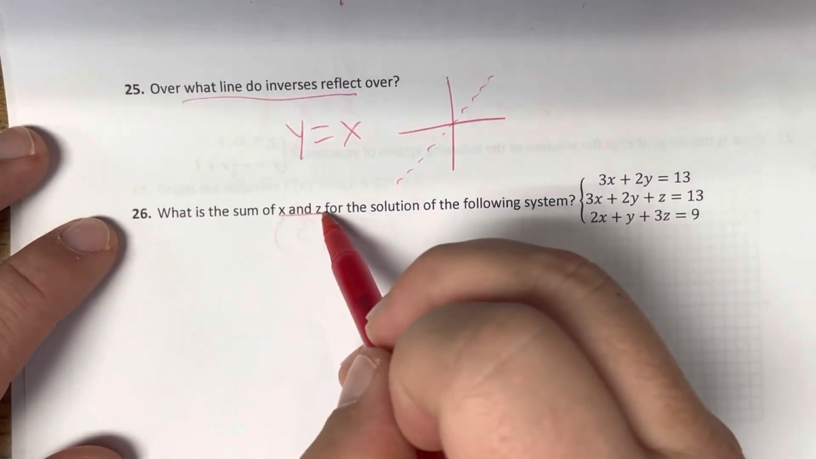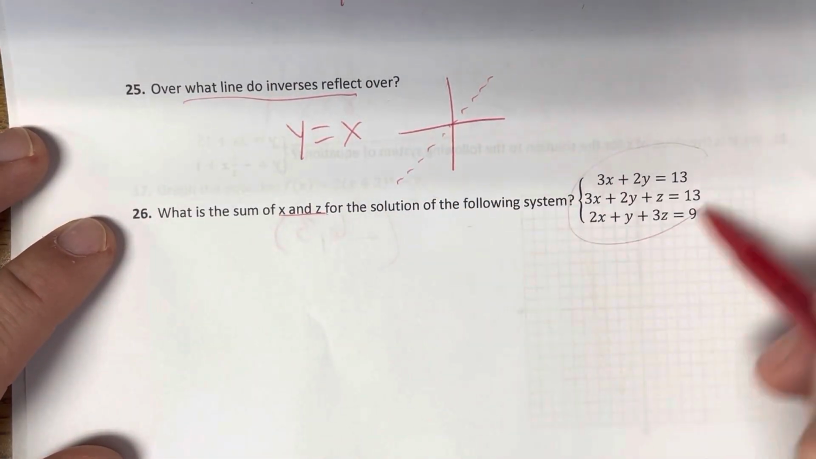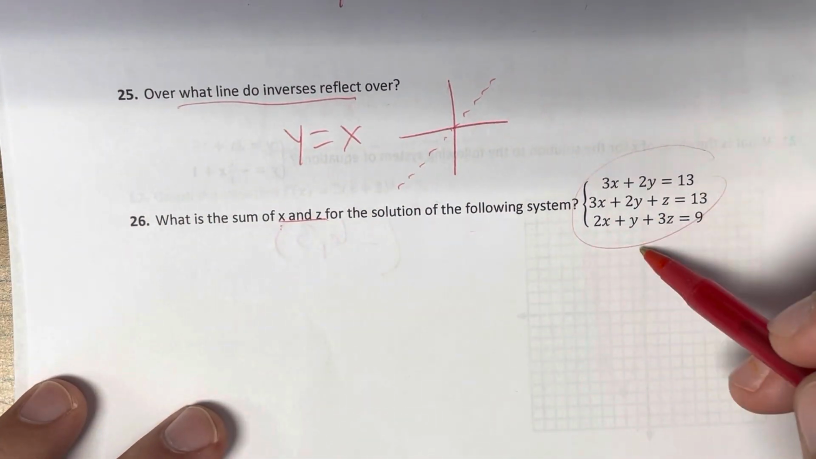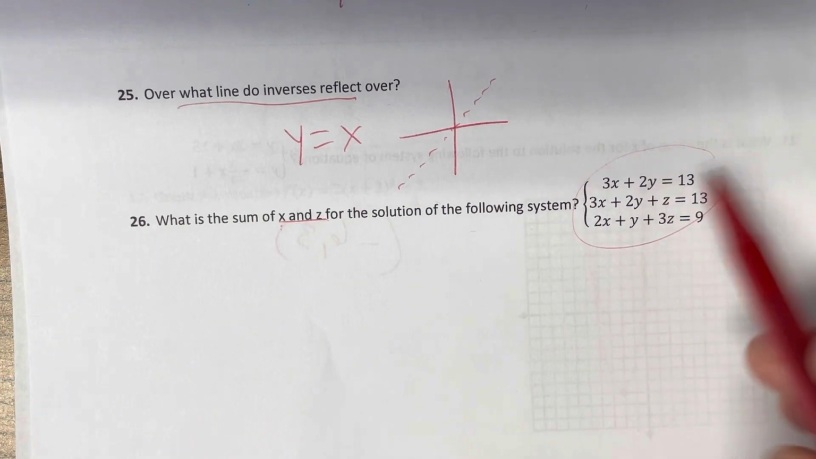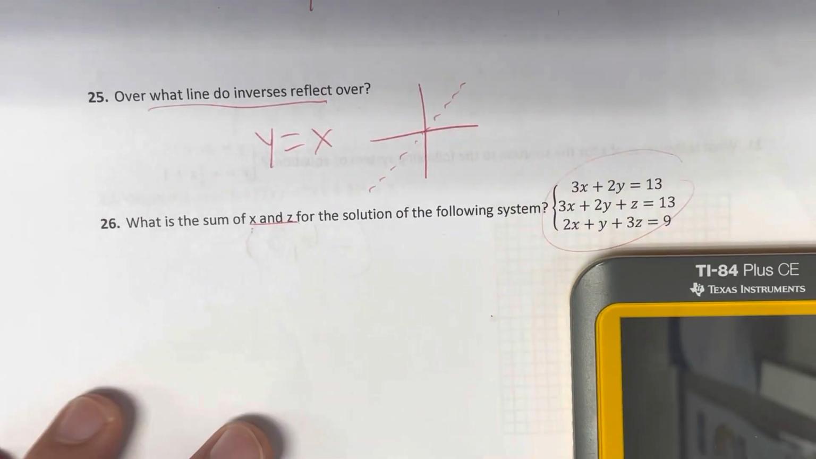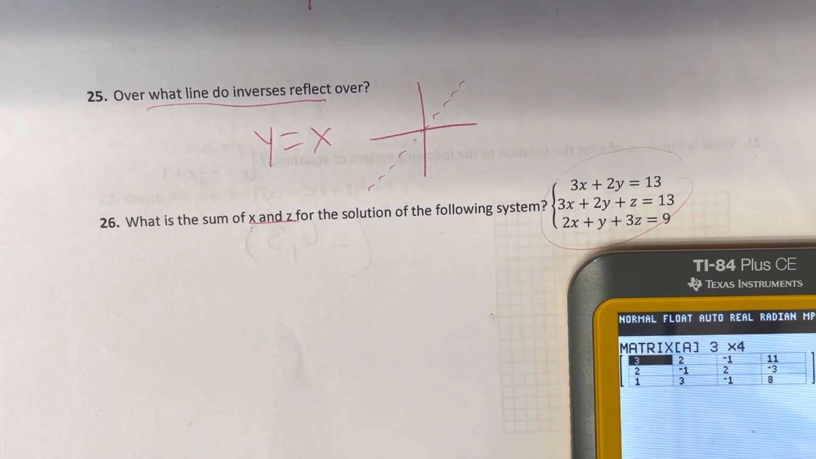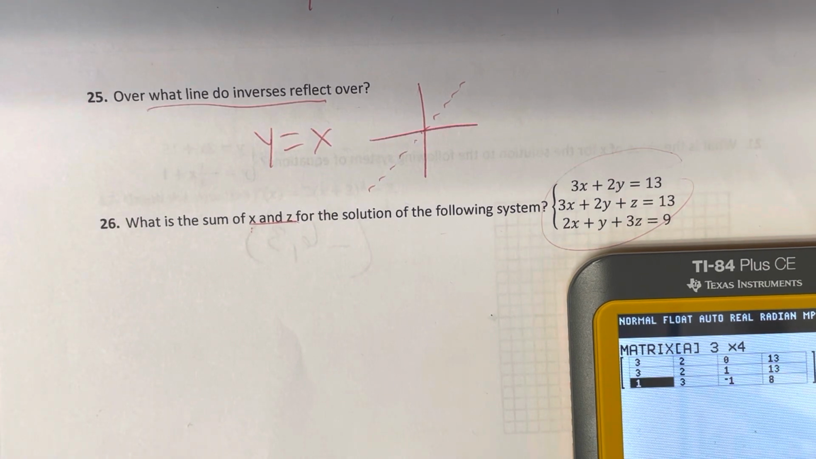What is the sum of x and z for the solution? So we need to find the solution and then add my x and z together. And so just make sure everything's lined up. Everything looks good. There's no z up here, so that's going to be a 0. But we'll go into our calculator. Second matrix, this one is a 3 by 4, and so I got 3, 2, 0, 13, because there's no z. 3, 2, 1, 13, 2, 1, 3, 9.